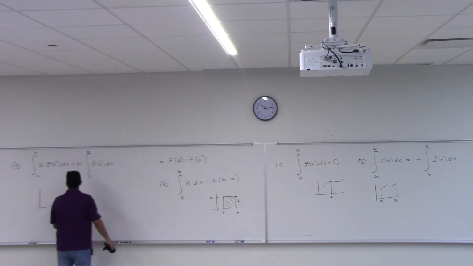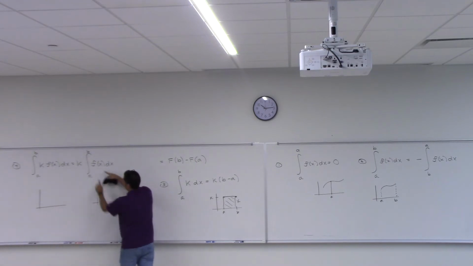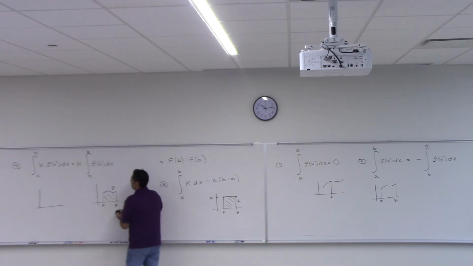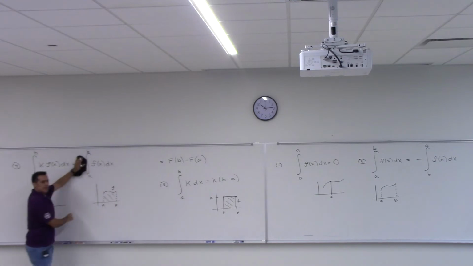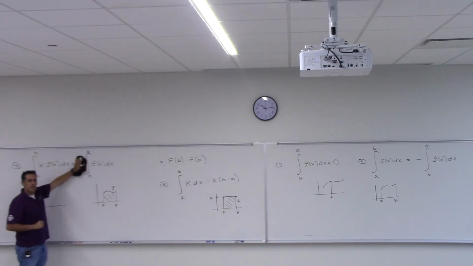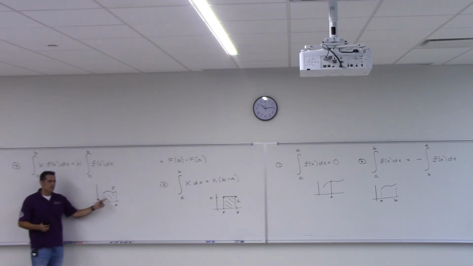Imagine you have, let me start with this one. This right here, forget the k. Let's say we have some function here, f, and we want that area. That would be that area. Now, multiplying it by k would just be scaling that number by k.